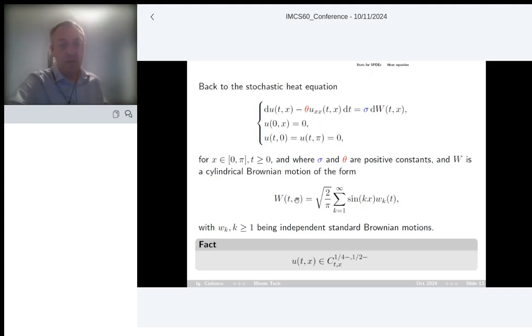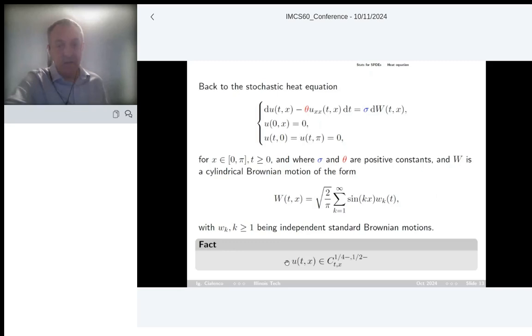First of all, sine kx on L2(0, π) is a basis. It's a complete orthonormal system. Secondly, it's also the eigenfunctions of this Laplacian. Okay? And that is helpful because then the projections will commute. I'll take zero initial data, zero boundary conditions.